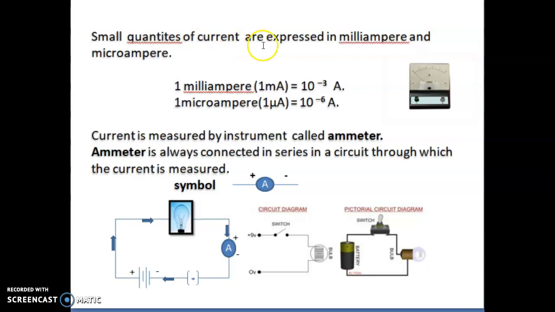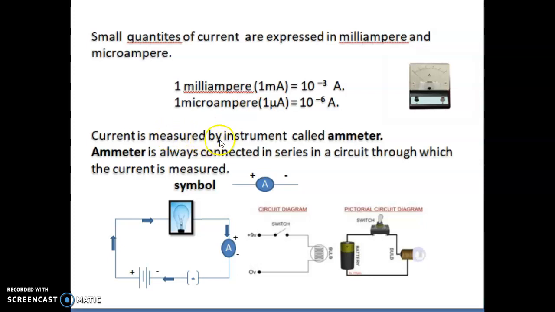Small quantities of currents are expressed in milliampere and microampere. 1 milliampere is equal to 10 to the power minus 3 ampere. So milliampere is represented by a small m A. 1 microampere is equal to 10 to the power minus 6 ampere. So microampere will be represented by mu A.